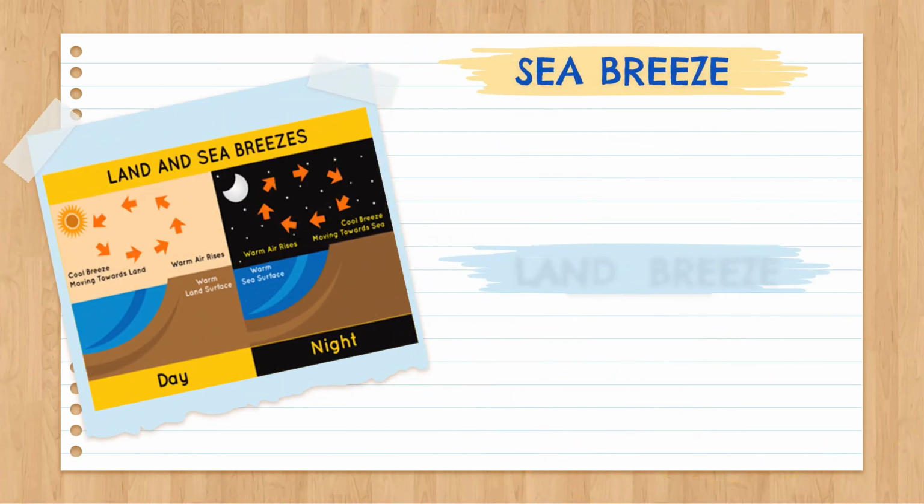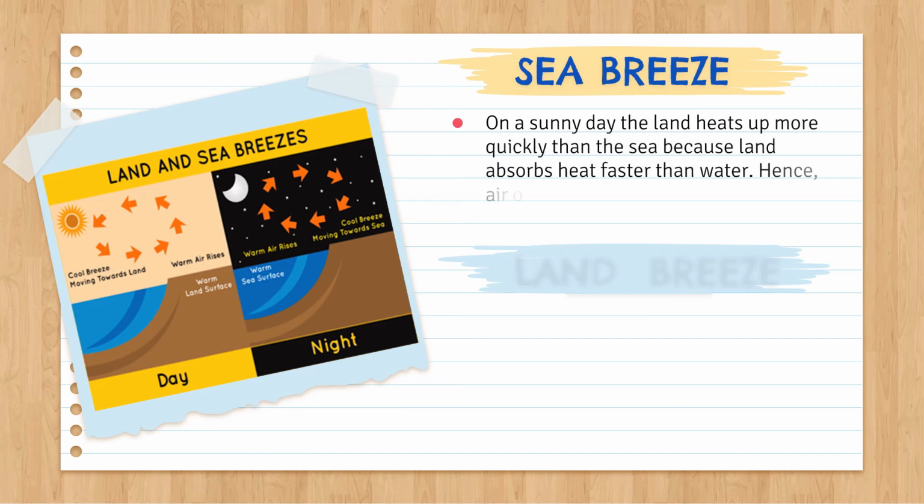Last, we can see the phenomenon of sea breeze and land breeze. We can see the sea breeze. On a sunny day, the land heats up more quickly than the sea because land absorbs heat faster than water. Hence, air over the land surface becomes more heated than air above the sea. So, the hot air over the land, being lighter, moves up and the cooler air from the sea takes its place. Thus, a cool and comforting breeze blows from the sea to the land. Therefore, it is called the sea breeze.